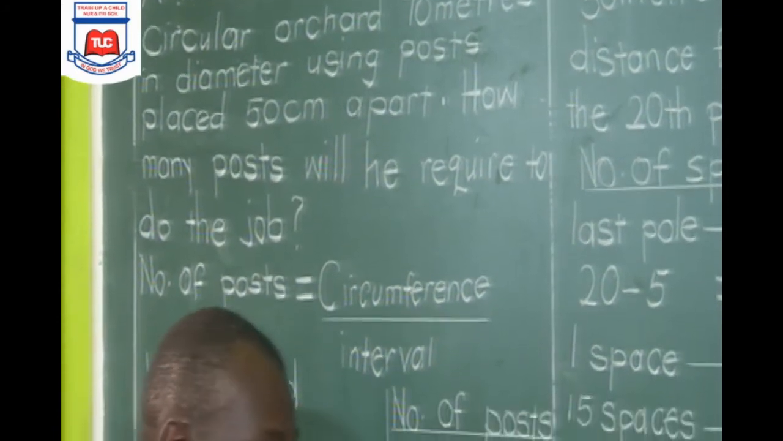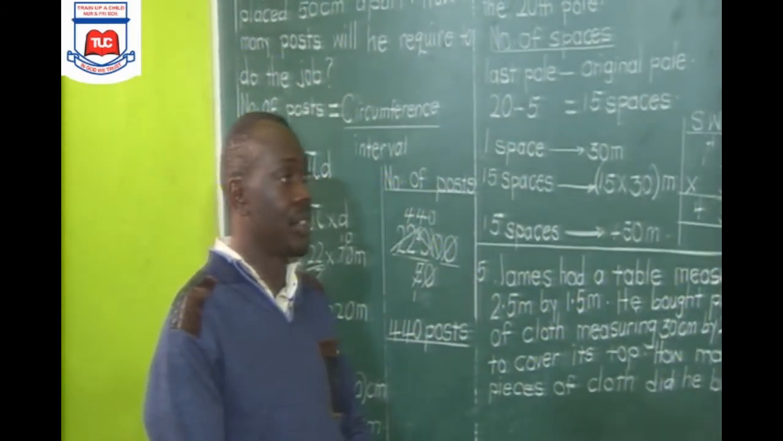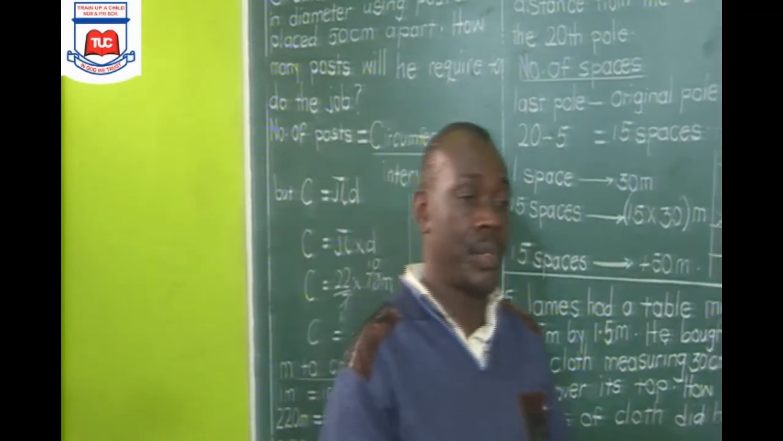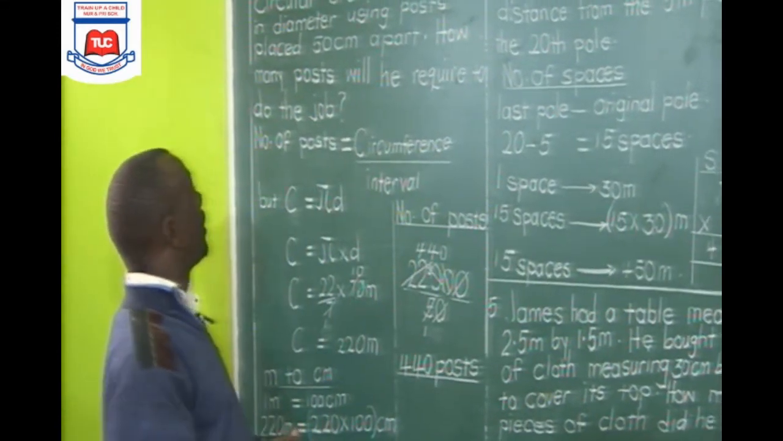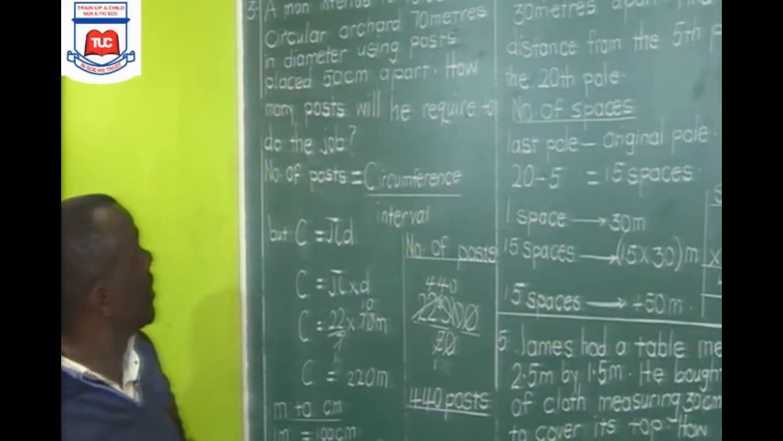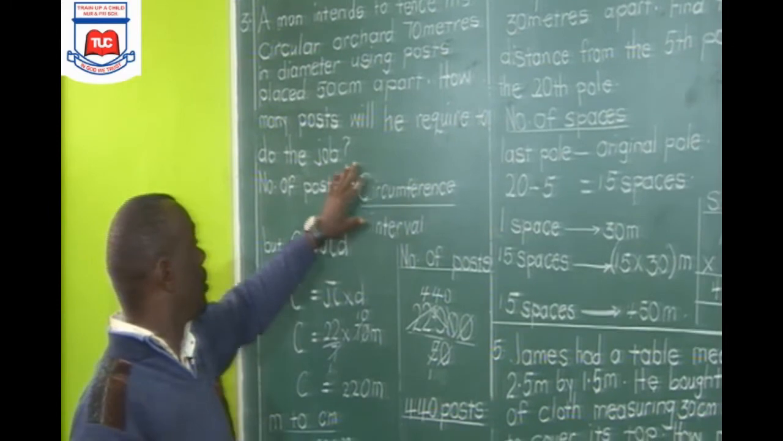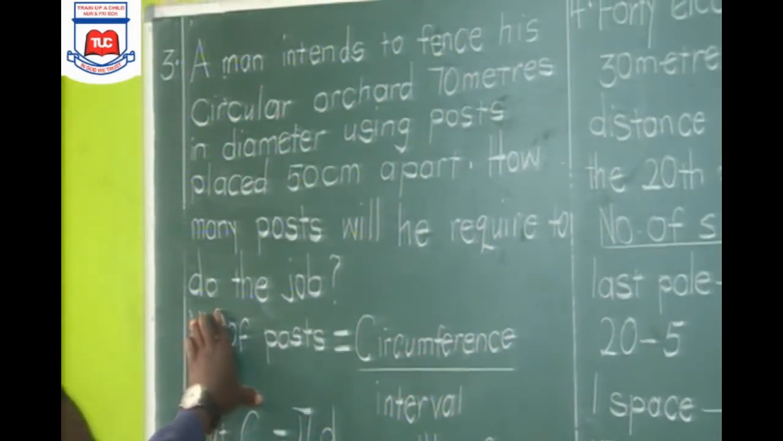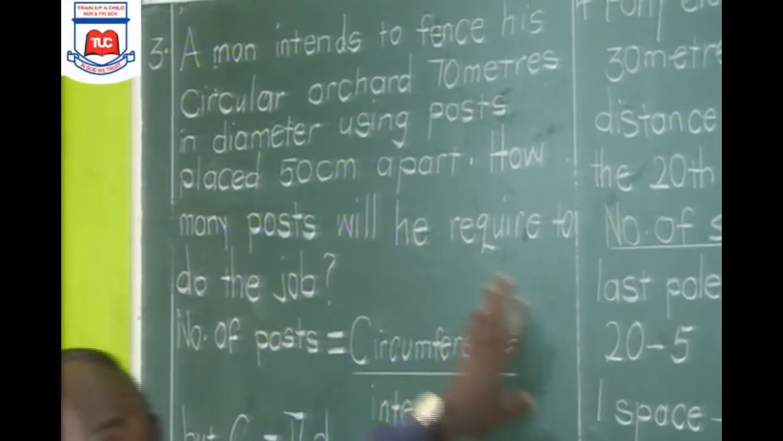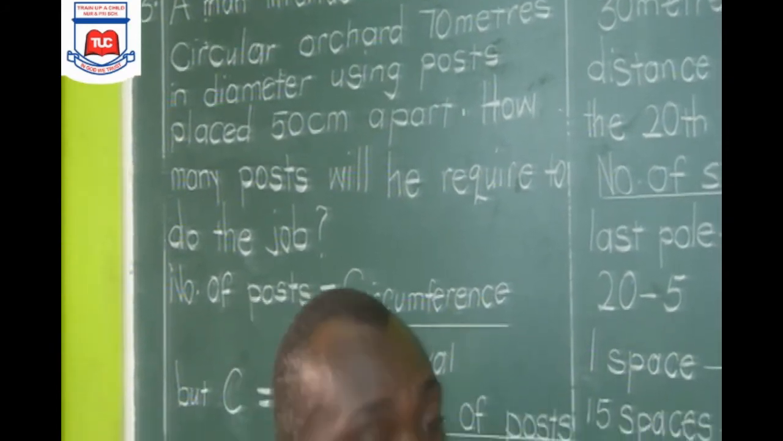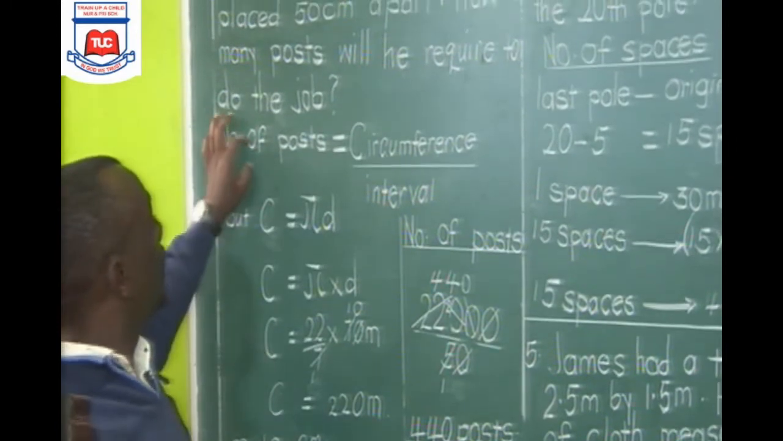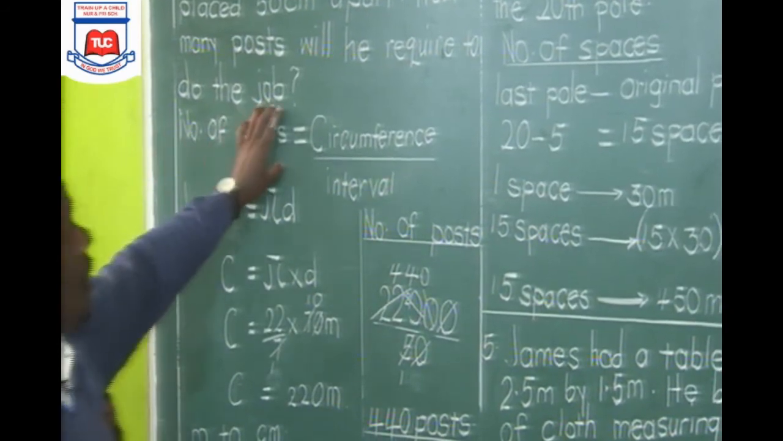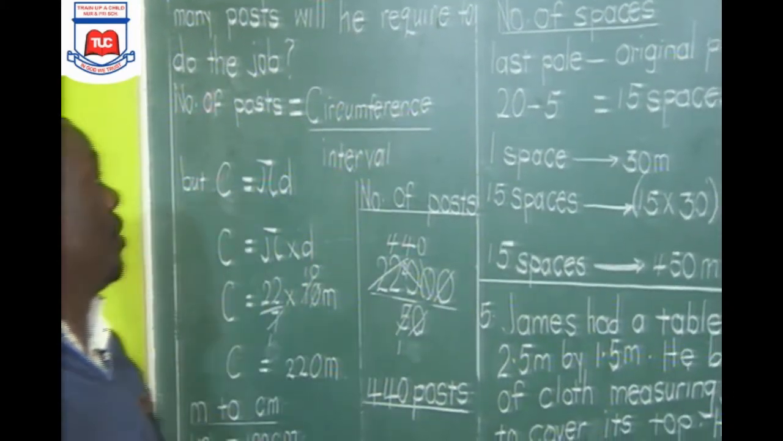Unlike the first 2 examples, whereby the first one, the garden was rectangular, and in number 2, the road was straight. Here, the orchard, that's a garden of fruit trees, is circular. So if you plant posts around a circular object, it calls for application of circumference, because circumference means total distance around any circular object. So instead of perimeter, you are going to use circumference. Hence, you say number of posts equals circumference divided by interval.